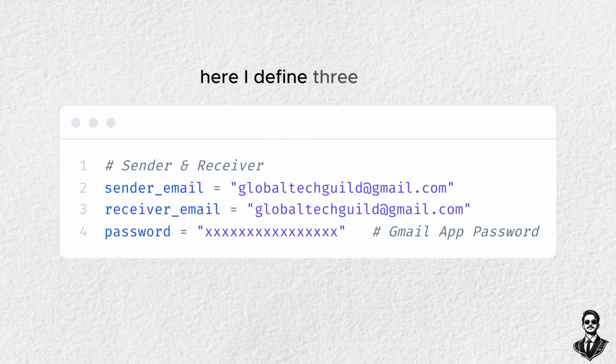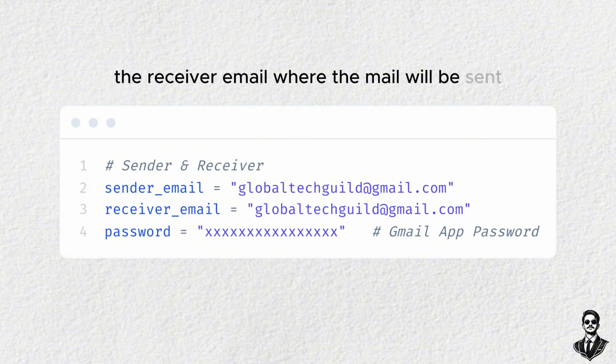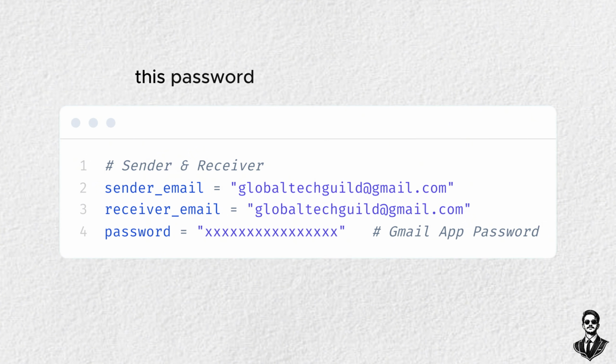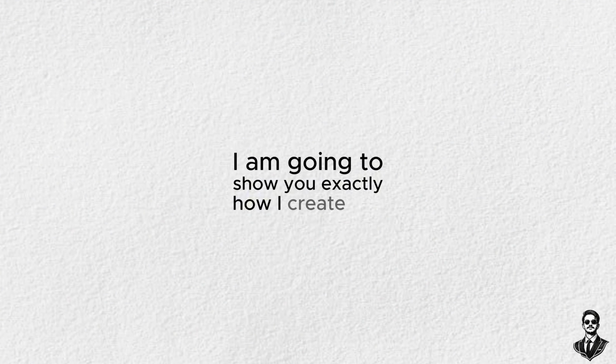Here I define three things: the sender email, the receiver email, and the password. The sender email, this is my Gmail account; the receiver email, where the mail will be sent; and this password. This password is not my Gmail password. This is a Google app password, and now I am going to show you exactly how I create this. Google does not allow a normal Gmail password inside scripts, so we are using something called an app password.